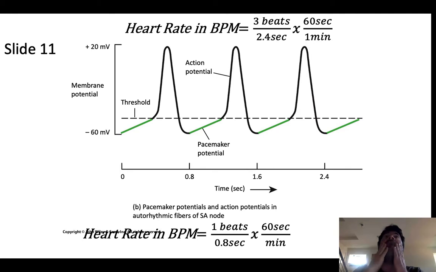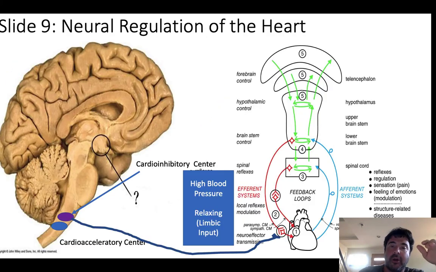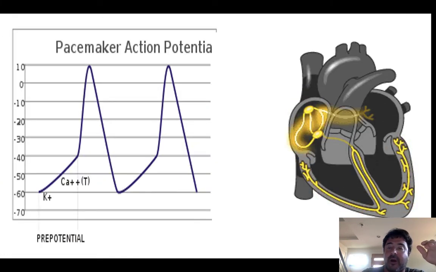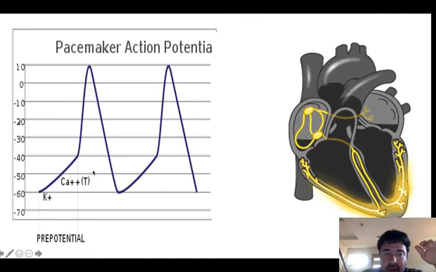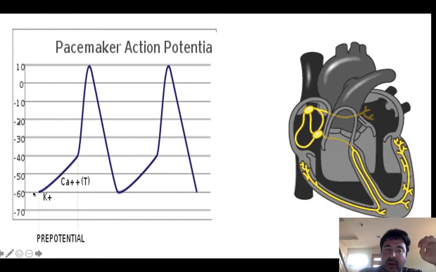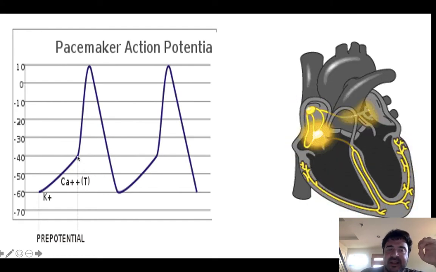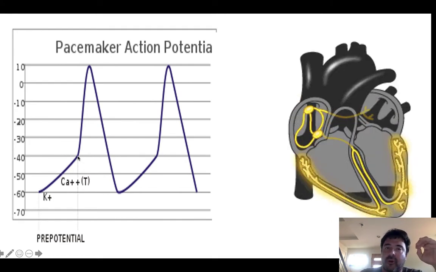Now, if I give you one of these, first off, what are we looking at? Where would these events physically be taking place in the body? We're looking at this thing called the pacemaker potential. What you are looking at is the rhythmic firing of action potentials right here. How do you know? The resting membrane potential is -60 and it has a higher threshold, right?